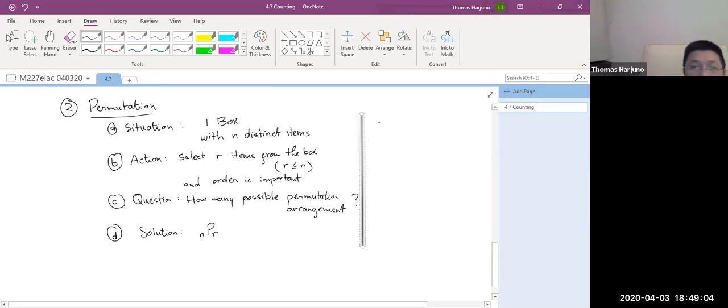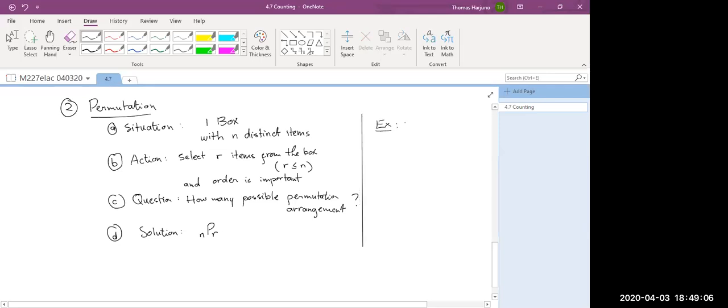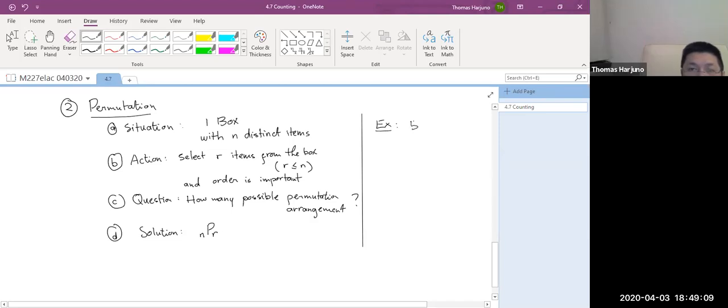For example, I have five different letters. Let's say those letters are A, B, C, D, E. Now this makes sure that they are distinct letters, right? And then we will select a code, a 3-character code, 3-letter code.